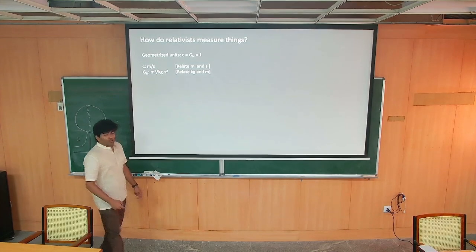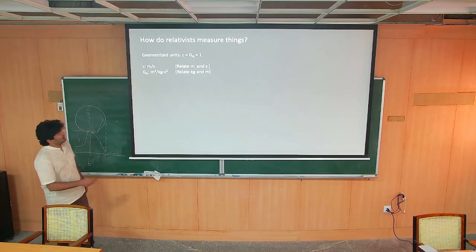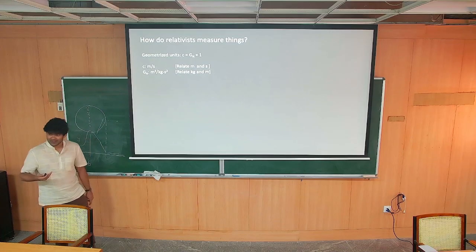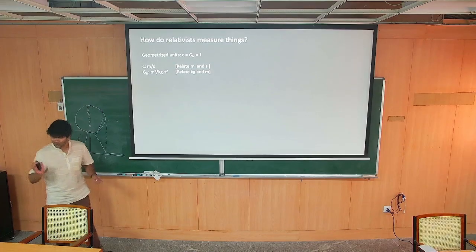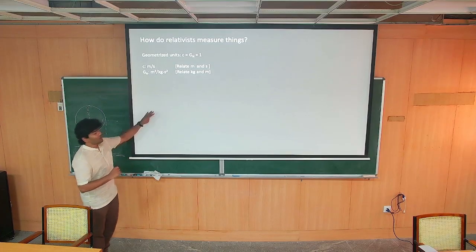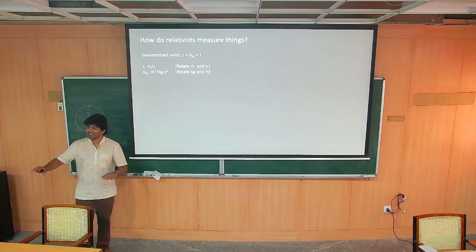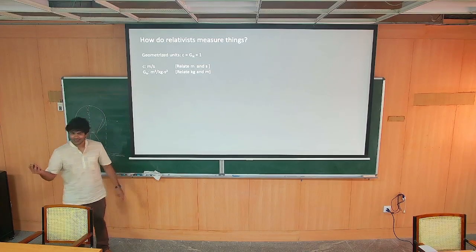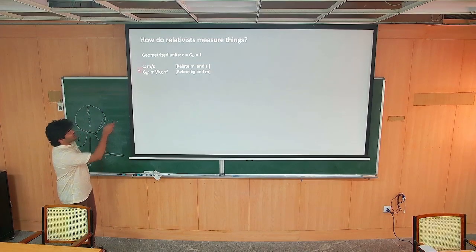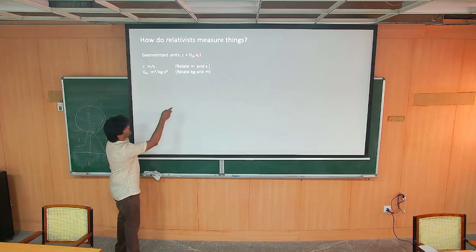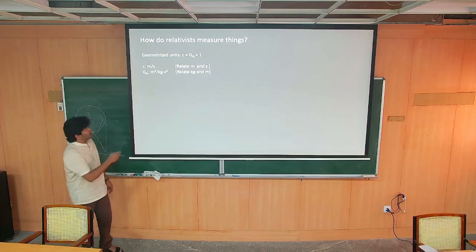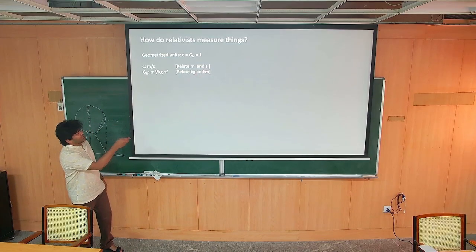Okay, so how do we measure things as relativists? We use units that are called geometrized units, in which we set the speed of light and Newton's constant to 1. You've seen all these pesky G's and C's, we don't actually write them. So I'm just letting you know that this is how we do things. So if you see a stray unit, you know what it means. The speed of light is something meters per second. So when you set c equal to 1, what you're actually doing is you're relating meters and seconds. Okay? Similarly, when you set G equal to 1, you're relating kgs and meters.